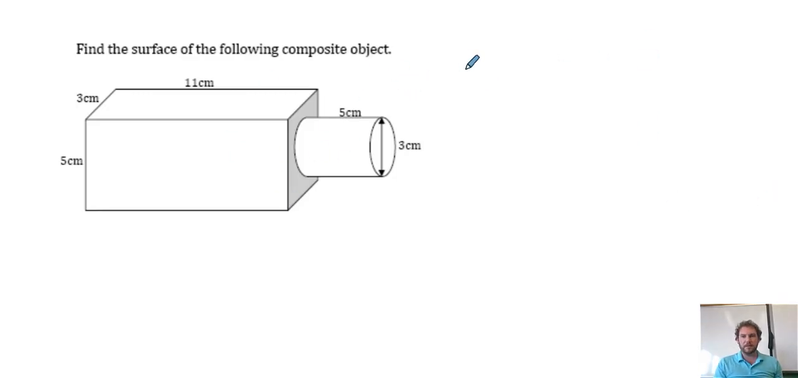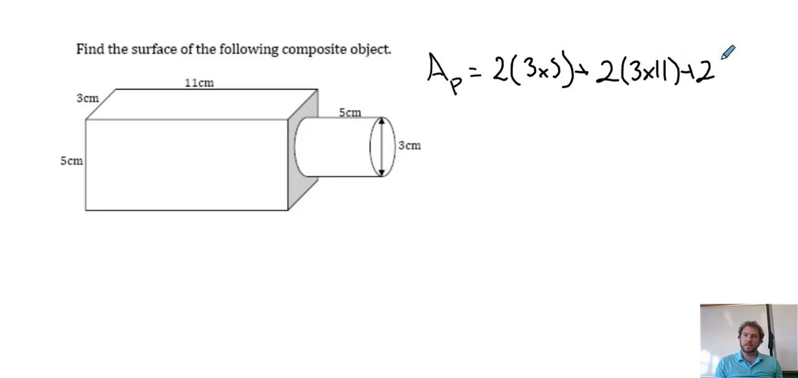Now, let's go back to the first strategy just so we see it again. So I'm looking for the area of my two composite objects. So I have the area of my prism, right? So that's my rectangular prism here. So it's those pairs of sides. So it's 2 times 3 times 5 plus 2 times 3 times 11 plus 2 times 5 times 11, right? That's the area of my rectangular prism.